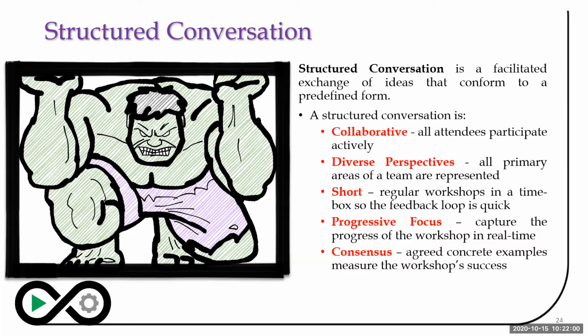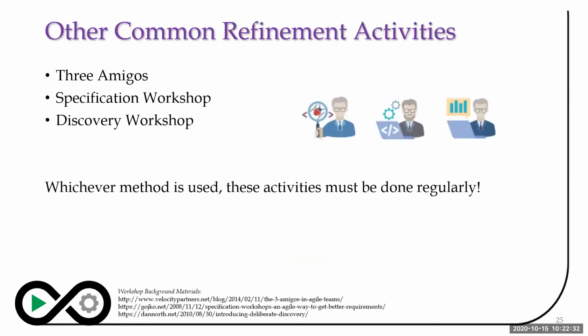It should be short. I recommend a time box of 30 minutes or less. Progressive: you're going to capture the work as you go. You're not going to say, well, we'll wrap up and take notes afterwards. You take the notes live during the session. And then lastly, consensus. Consensus means that you have the examples and everyone agrees whether that story is ready, or it needs additional work, additional sessions, for it to be ready for the team to work on. Following these guidelines is going to help you be successful in conducting a session.